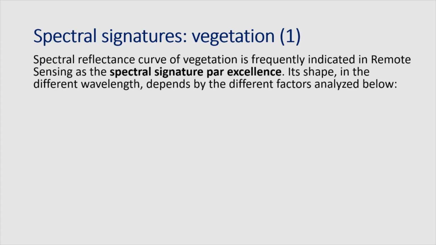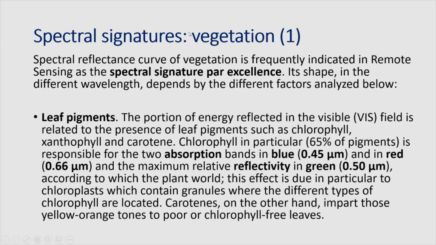Another very important spectral signature is the spectral signature of vegetation, as I mentioned when we started this topic. The spectral reflectance curve of vegetation is frequently indicated in remote sensing as the spectral signature par excellence. Its shape in the different wavelengths depends on the different factors that we are analyzing below. The first factor is related to the leaf pigments.